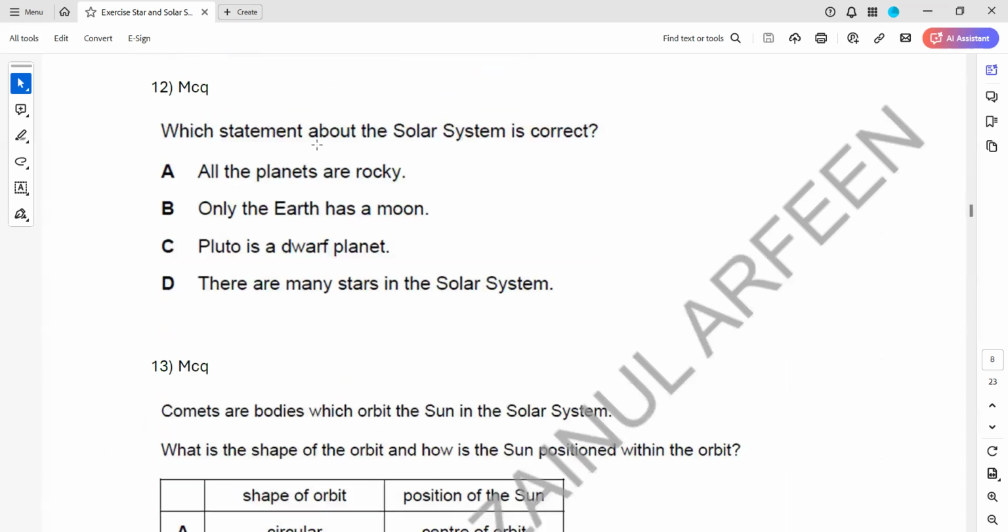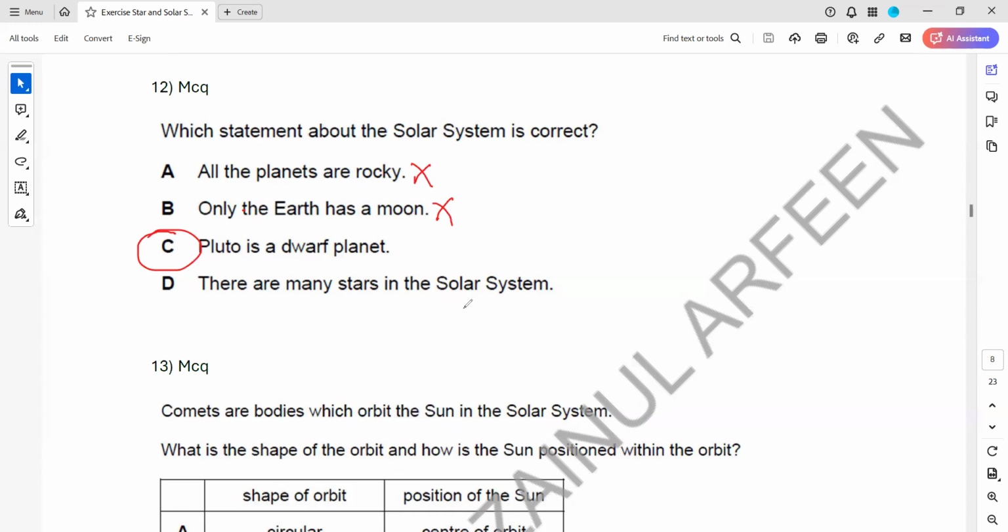In question 12, which statement about the solar system is correct? All planets are rocky. No, that's not correct. We have the gas giants as well. Only Earth has a moon. That's also wrong. Other planets have moons as well, like Jupiter. Pluto is a dwarf planet. Yeah, that's true, it's a dwarf planet.